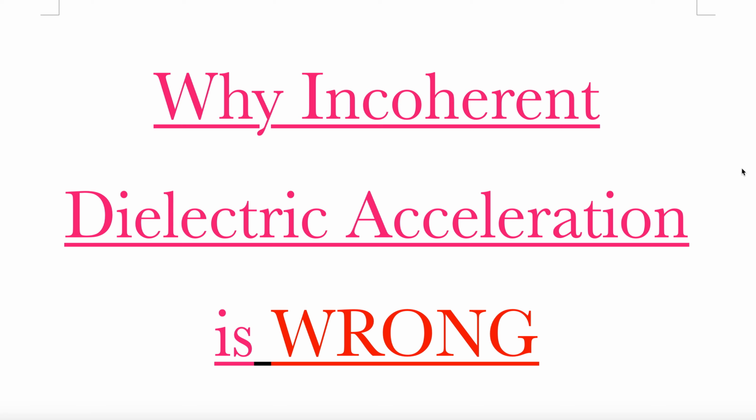This video is going to be titled Why Incoherent Dielectric Acceleration is Wrong. It's basically about the claim from some people on the flat earth side, and also people on the globe earth side, believe it or not, that this is causing a downward bias for matter in our world. So this is wrong, and I'm going to detail how.